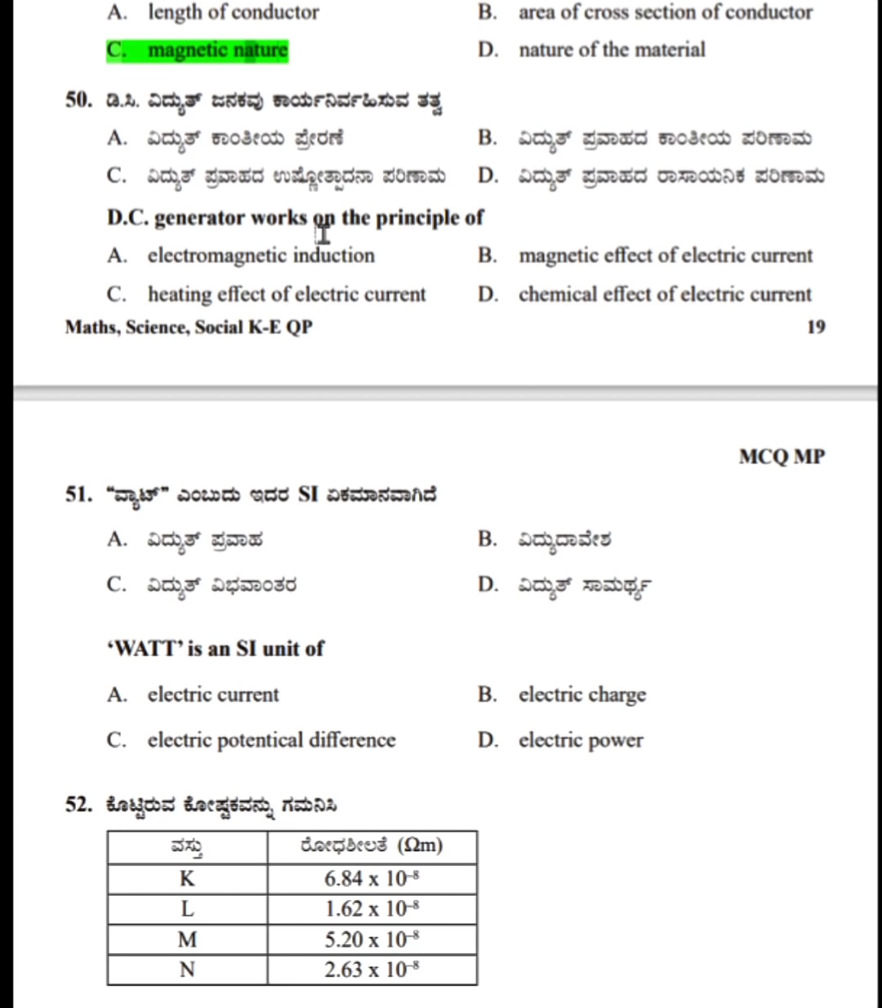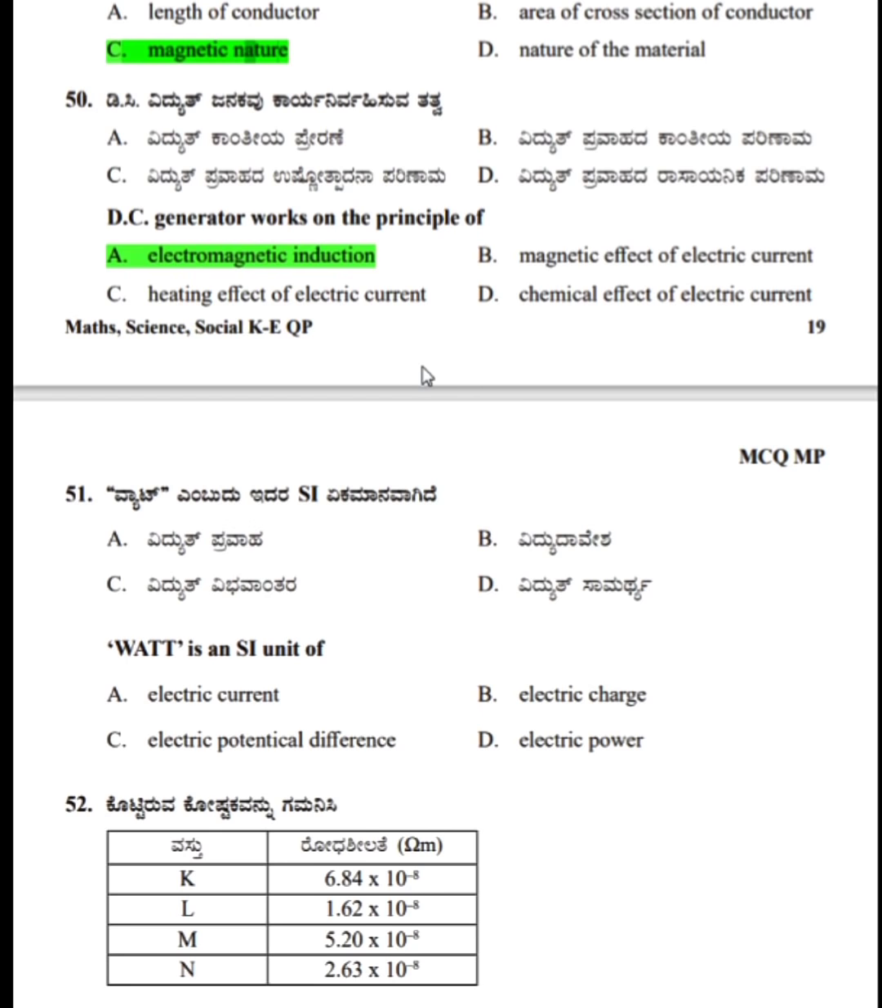Question 50. DC generator works on the principle of option A, electromagnetic induction, option B, magnetic effect of electric current, option C, heating effect of electric current, option D, chemical effect of electric current. DC generator works on the principle of electromagnetic induction.